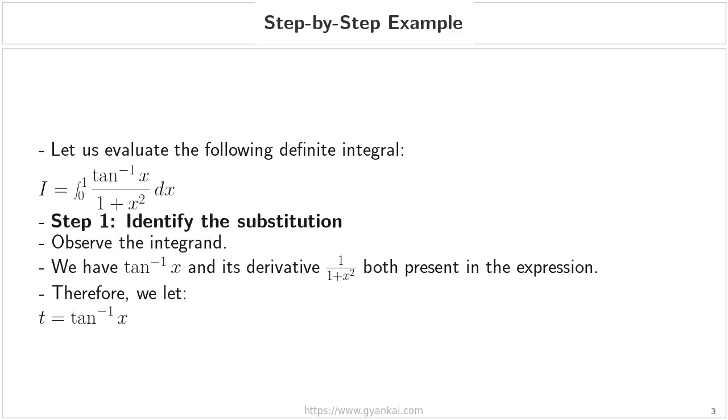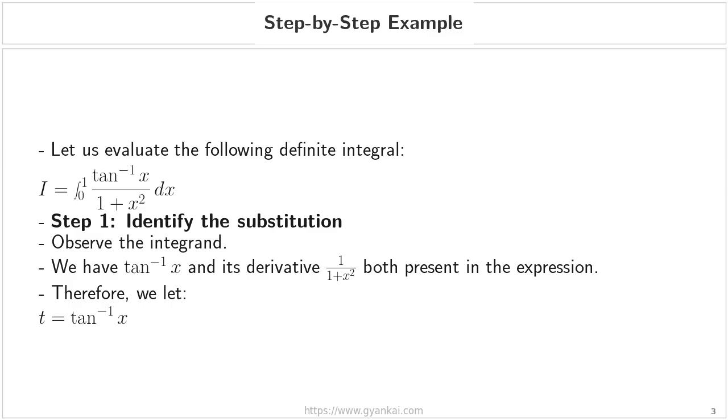Now let's begin with step 1, identifying the substitution. As we discussed on the previous slides, the key to using substitution effectively is recognizing a function and its derivative within the integrand, the part of the integral we're integrating. If you look closely at the integrand, you'll notice we have arctan of x, and importantly, we also have its derivative, which is 1 divided by 1 plus x squared. Remember from our earlier discussion, the derivative of arctan of x is 1 divided by 1 plus x squared. Because we have both the function and its derivative present, this is a perfect candidate for substitution.